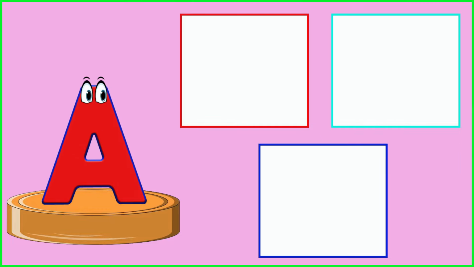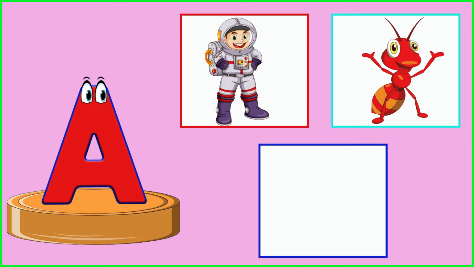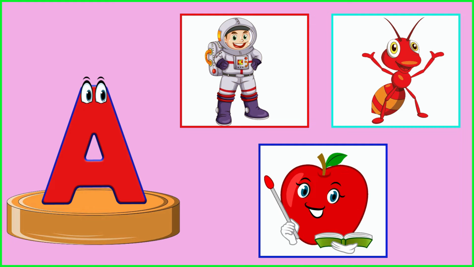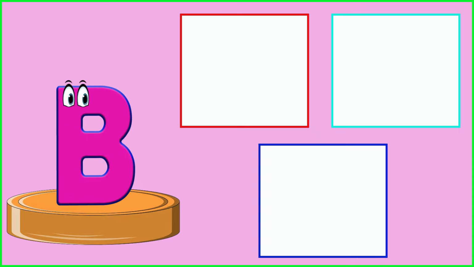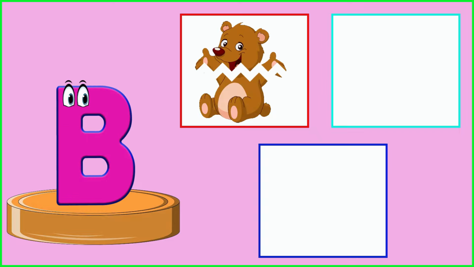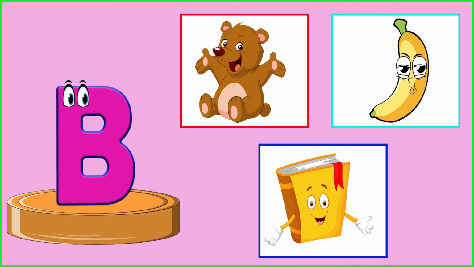A. A is for astronaut. Ant. Apple. B. B is for beer. Banana. Book.